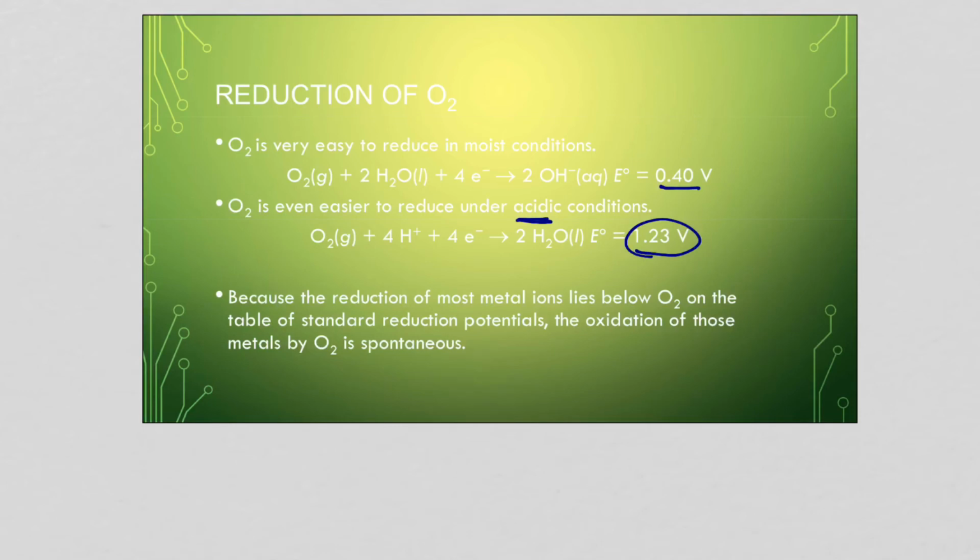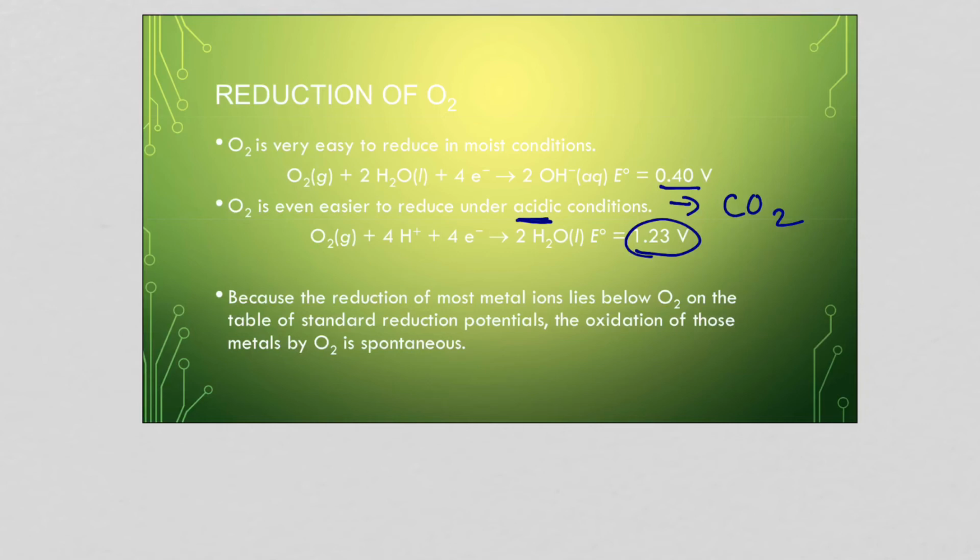Now, you say, oh, acidic conditions. Well, this is not hard to get to, because most water that we deal with already has hydrogen ions in it because of the presence of dissolved CO2, which makes carbonic acid. And so having acidic conditions is pretty easy. What this is driving home is that it's pretty easy for oxygen to undergo reduction. We have a pretty high reduction potential here.